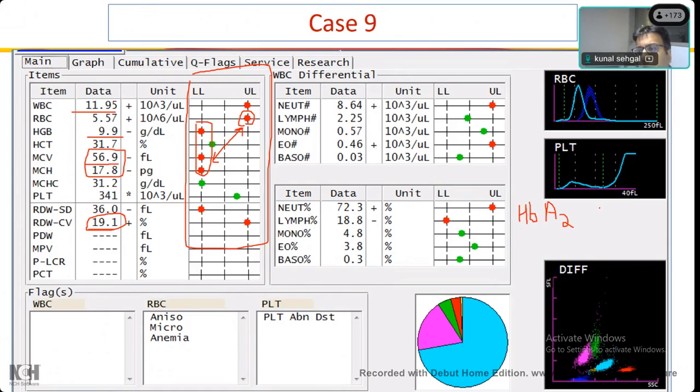So iron stores were low. Now HbA2 level came as 3.4. What is the cutoff to call thalassemia trait? 3.5. Some machines have 3.6 and above, some have 3.8 and above. So does it matter now? HbA2 came at 3.4. Can I say this is not thal trait?